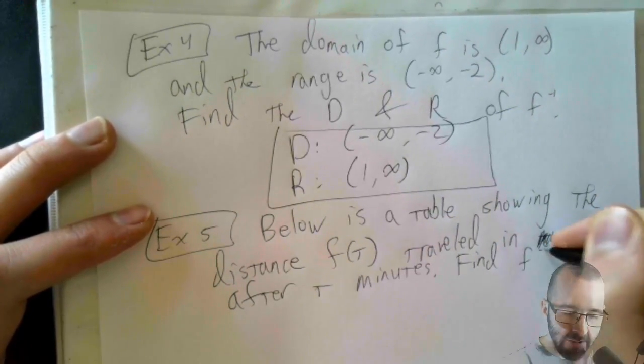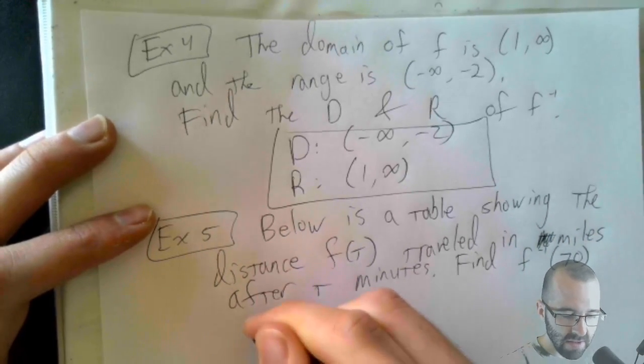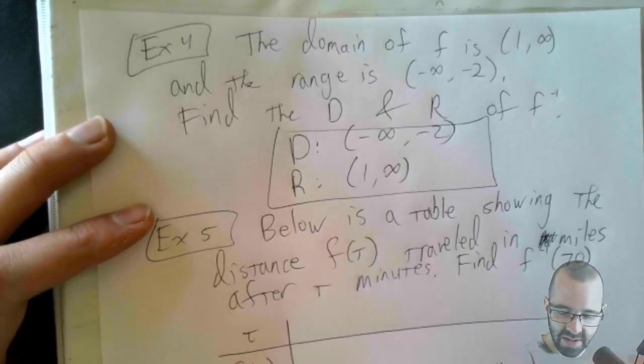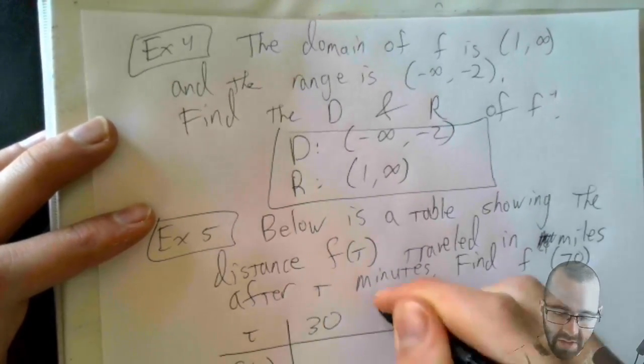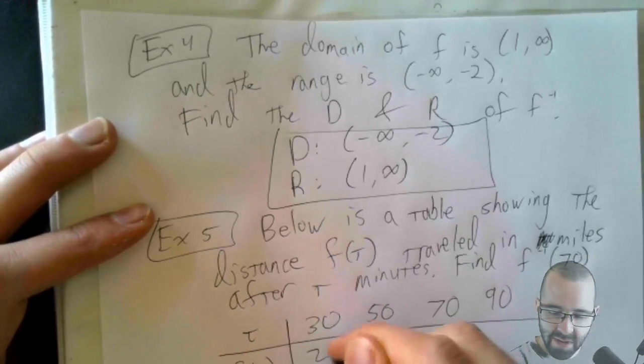Find f inverse of 70. So the table is going to have t and f of t: 30, 50, 70. We love tables in this class. I think a lot of you guys like tables too.